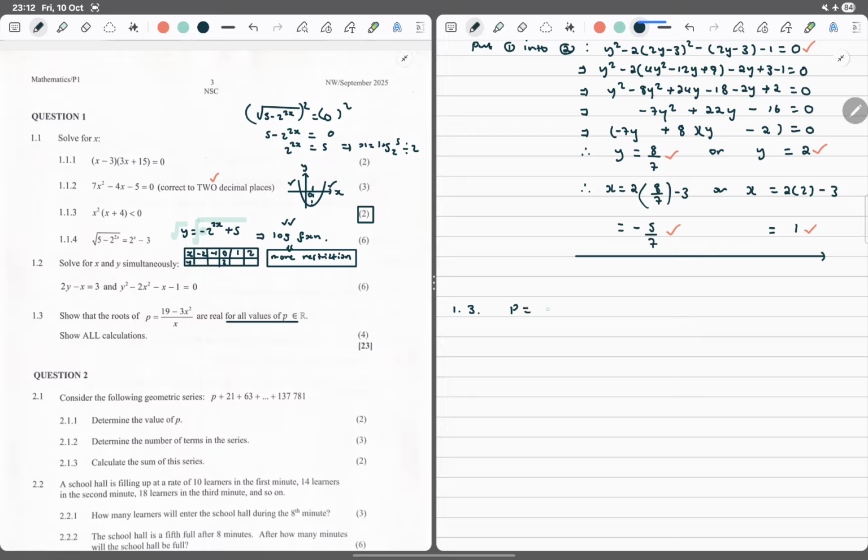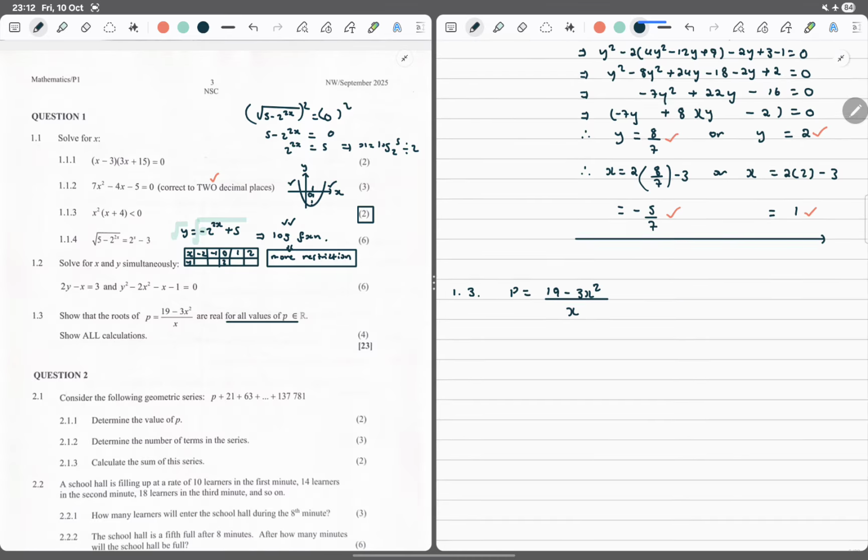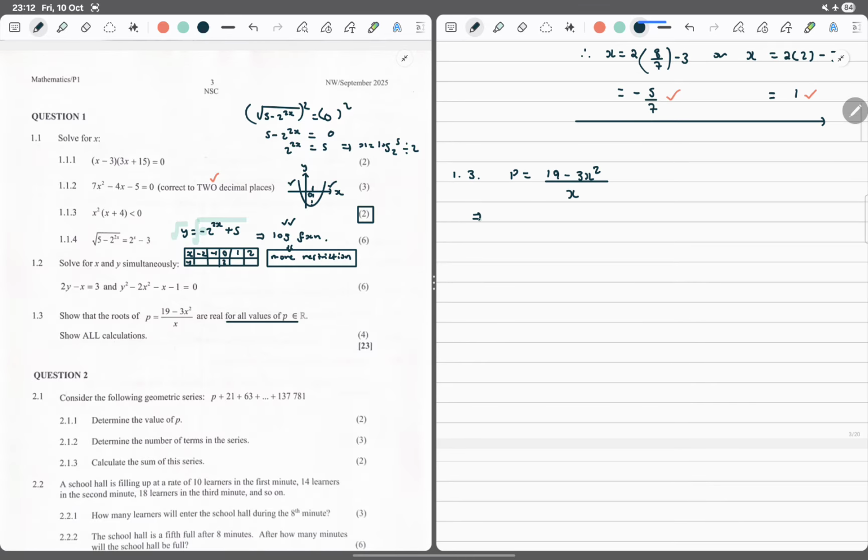Okay guys, so we know that p is equal to 19 minus 3x squared all divided by x. We cross multiply. This implies that px is going to be 19 minus 3x squared. See, we've got a quadratic, so we write it in standard form. So we write 3x squared plus px minus 19 is equal to 0.